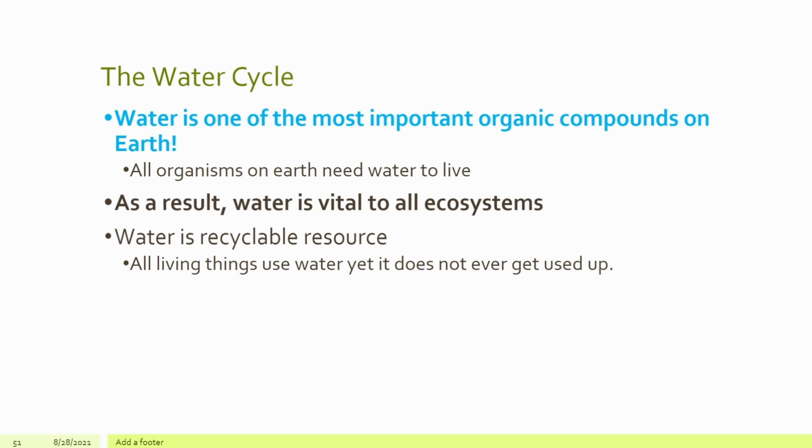And finally, we've made it to the water cycle. Water is one of the most important compounds on Earth. All organisms on Earth need water to live. Water has tons of chemical properties that we've looked at, things like the ability to form hydrogen bonds, the ability to adhere, form cohesion. We looked at capillary action.